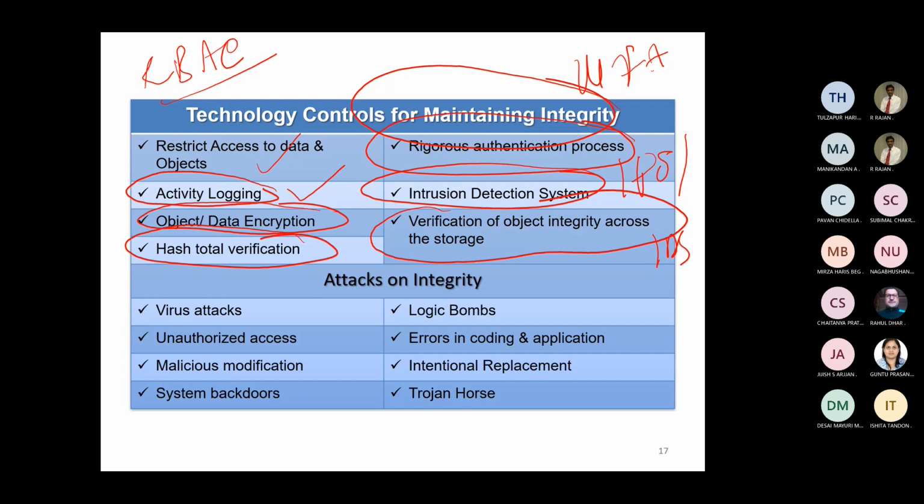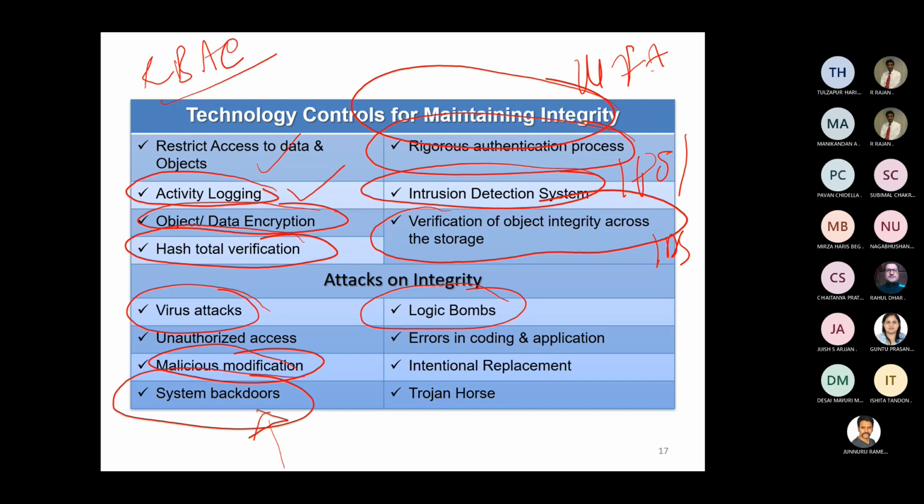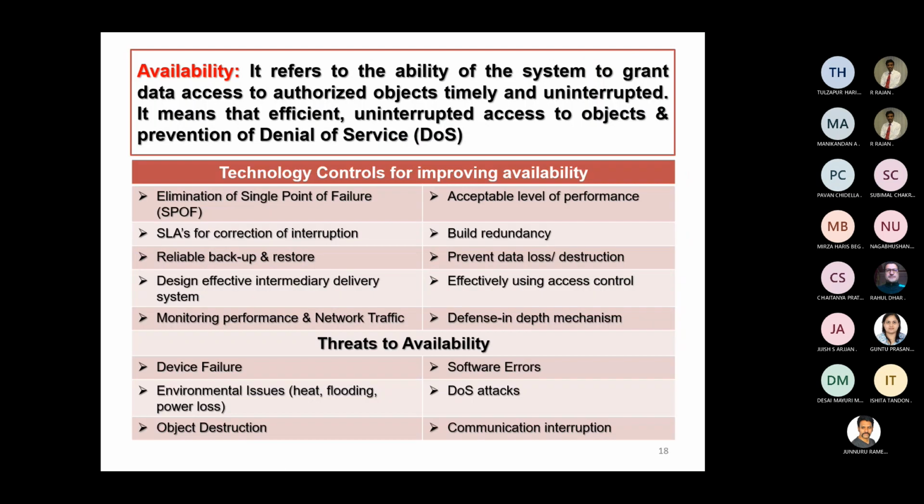Okay, an integrity attack is normally triggered through virus attacks and logic bombs. Logic bombs are the ones which, like a bomb, burst at a particular date and time, to steal the information. It could be malicious modification or system backdoors. System backdoors are normally driven by the administrators, where you open a port and forget to close it. The application developers, when they start developing the application for testing, create so many backdoors for remote testing and then don't close them. Trapdoors, okay, so there are multiple attacks on integrity.